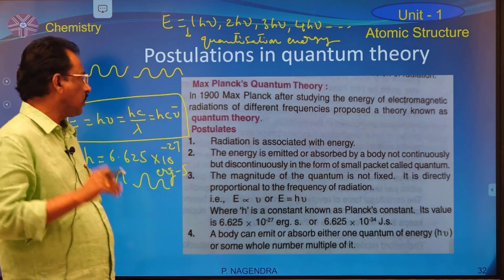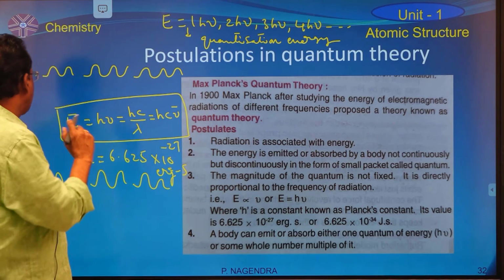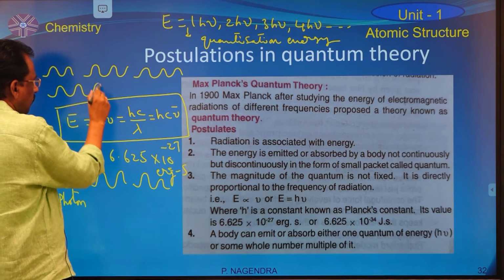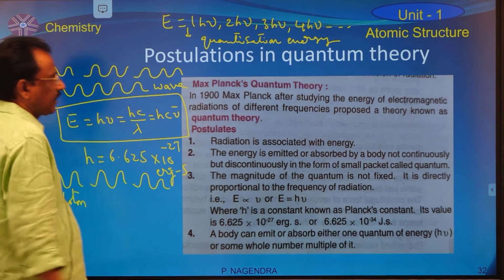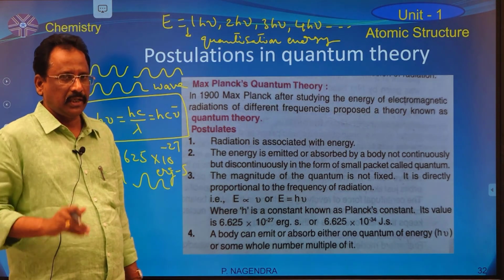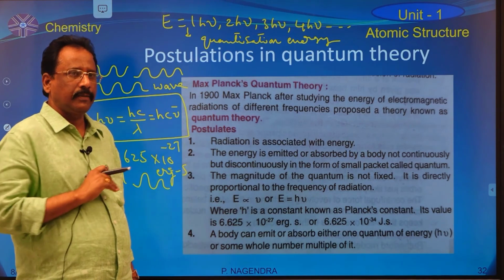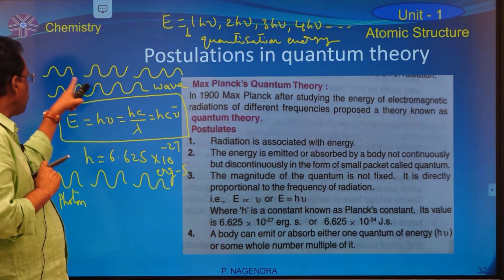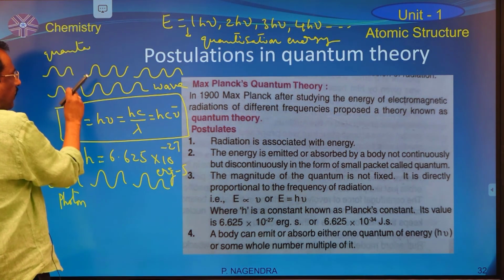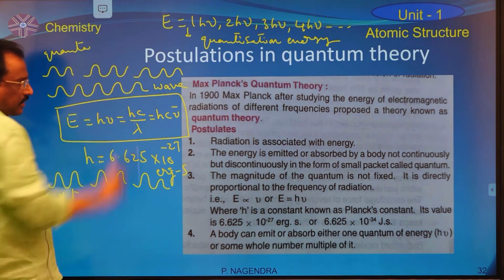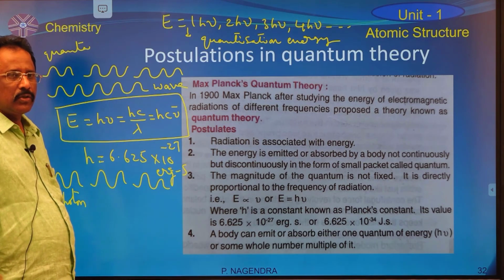But according to Planck's quantum theory, only the emission of the radiation is in the form of quanta, but the propagation of the radiation is in the form of a continuous wave. That is the difference between quantum theory and Einstein's theory. Once again, I will repeat the difference between these two. According to Planck's quantum theory, only the emission of the radiation is in the form of quanta, that means in the form of small packets like this. But the propagation of the radiation is in the form of a continuous wave.